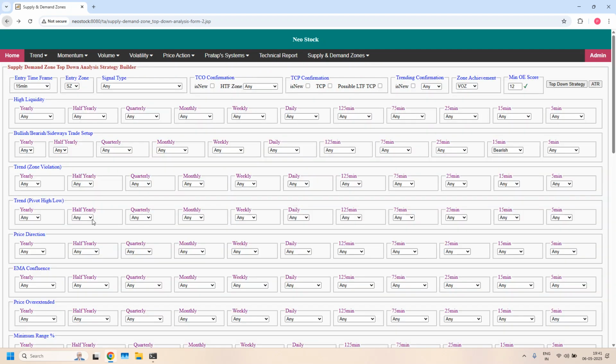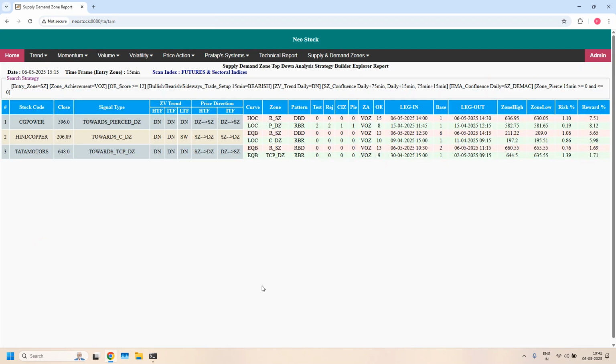That we will filter. So in the EMA confluence at daily time frame, I'm checking daily supply zone is having daily EMA confluence. At the same time, the trend on the daily should not be sideways. It should be downtrend because it is bearish trade setup. Let's filter. We got 3 stocks. So these 3 15 minute supply zones are having more high probability to compare it to the others. So this is about bearish trade setup for daily income trade.